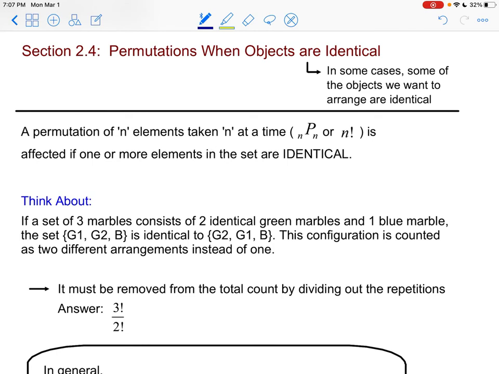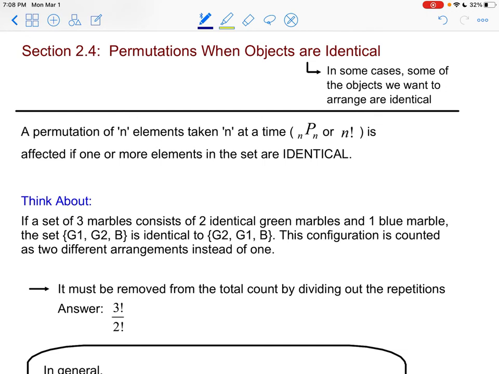So here's an example where it says, think about a set of 3 marbles in which 2 of them are green and 1 of them is blue. The green marbles are identical in every way. So you should see that the set that is the first green marble, then the second green marble, then the blue marble, in that order, would be the same as the second green marble first, then the first green one, then blue.